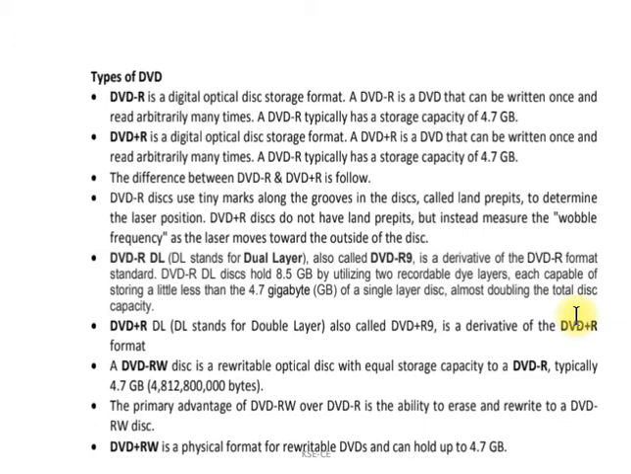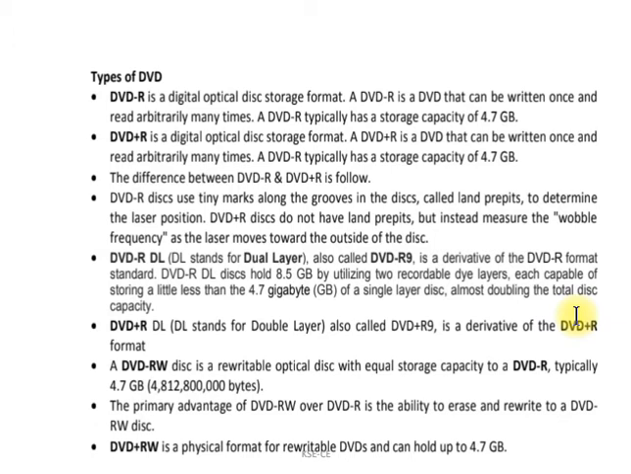Right? So there are basically three types of DVD. That is the DVD-R, DVD-R DL, which means dual layer, and DVD read and write. Basically there are three types, but they are subdivided and make six types. Okay, so first of all, DVD-R and DVD-R plus.